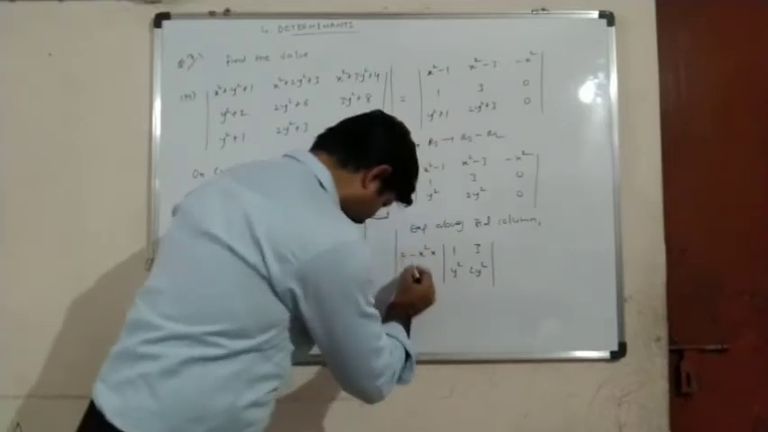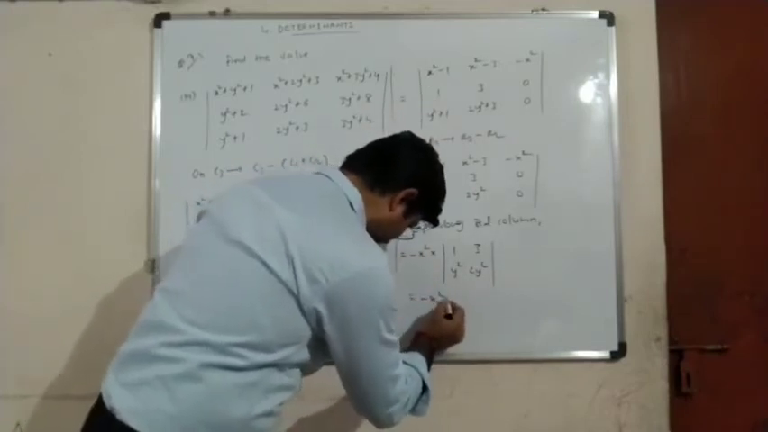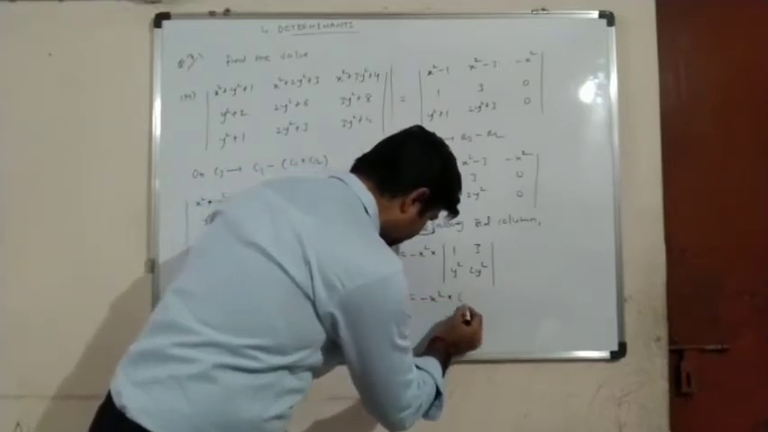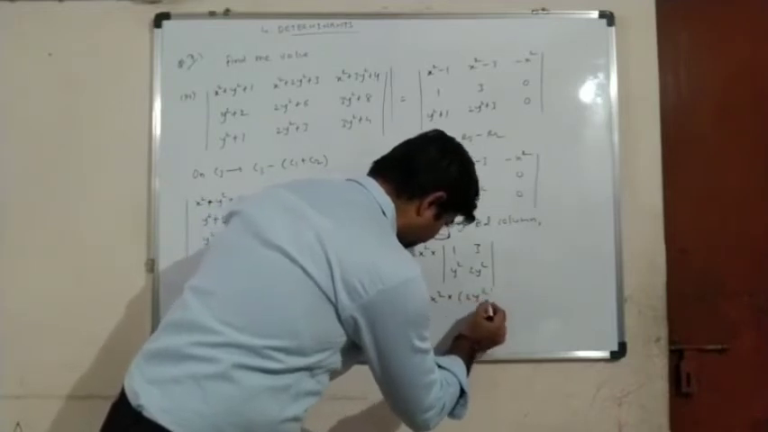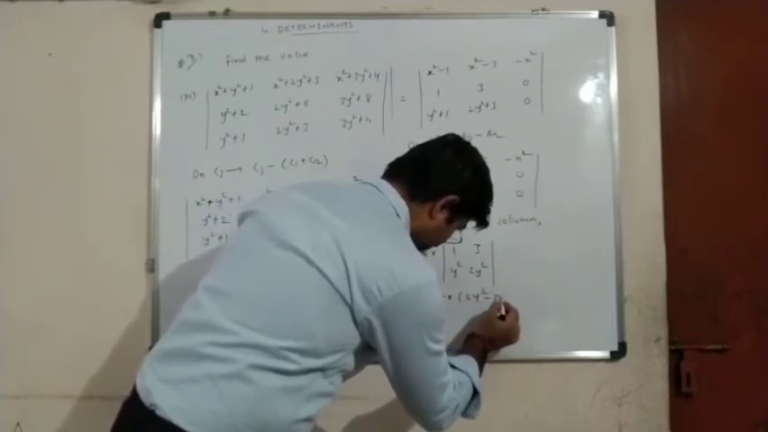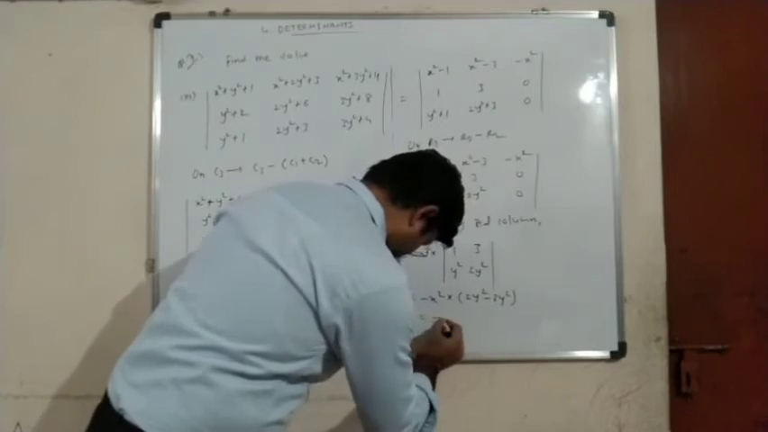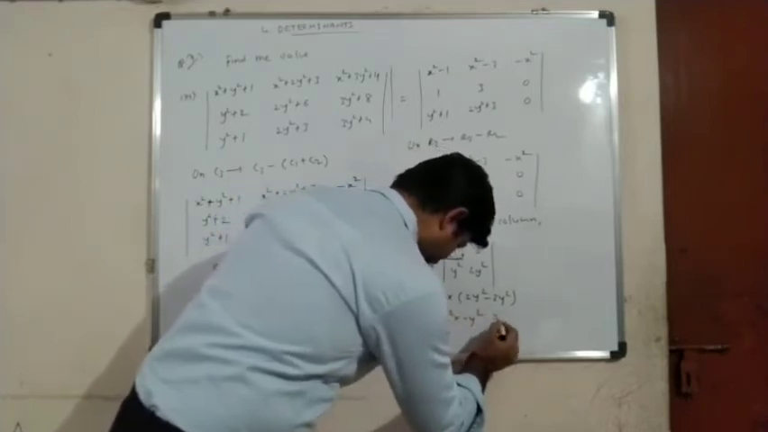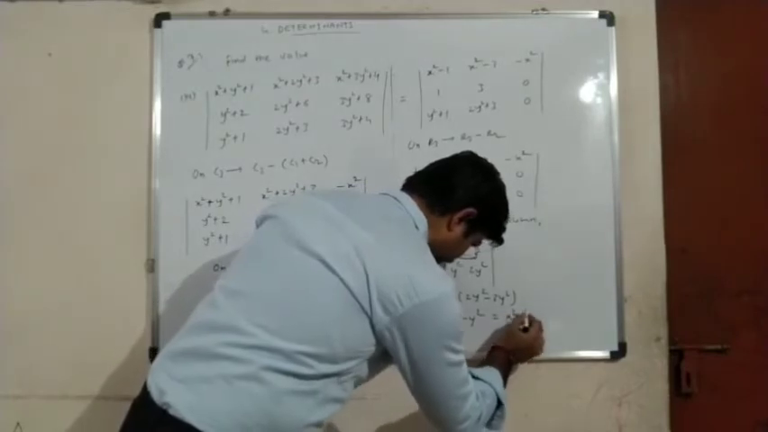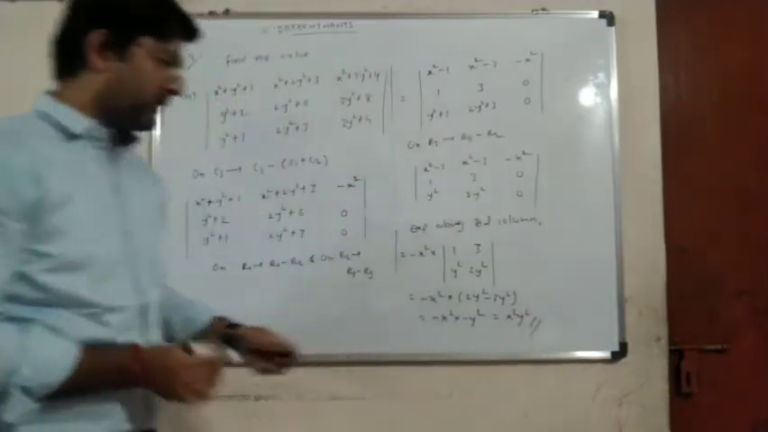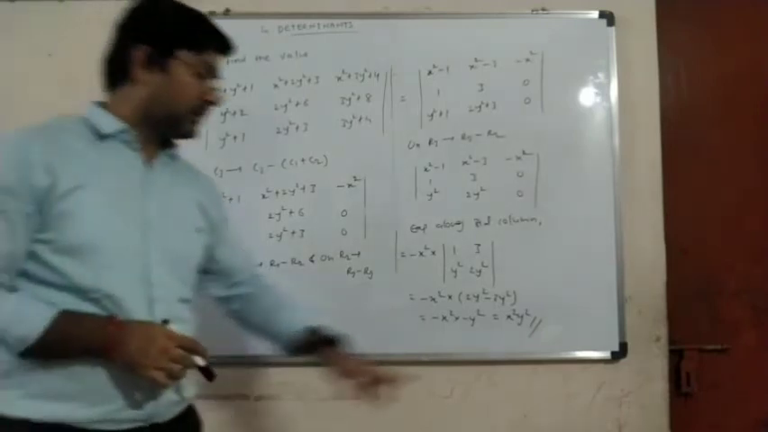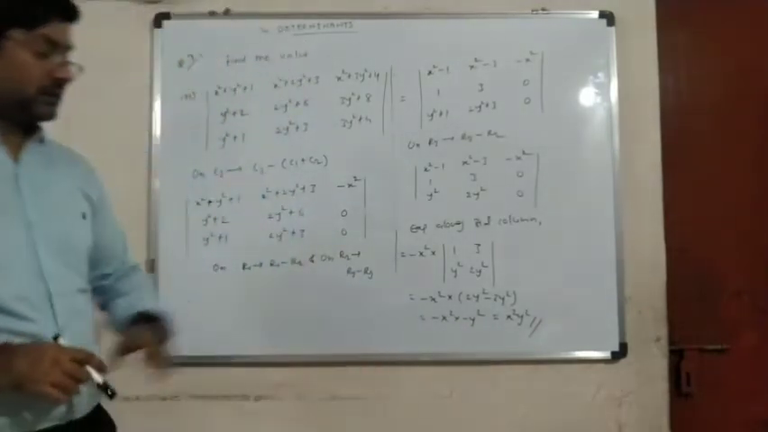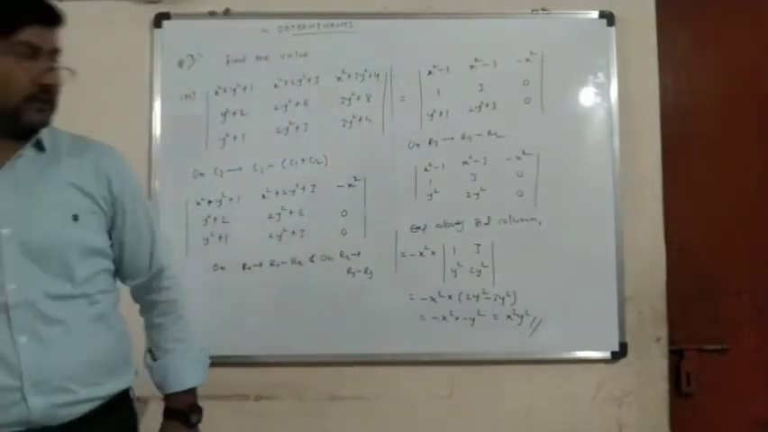Let us further simplify. So minus x square into 2y square minus 3y square. So minus x square into minus y square, which is equal to x square y square. So this is the final, simplified answer.